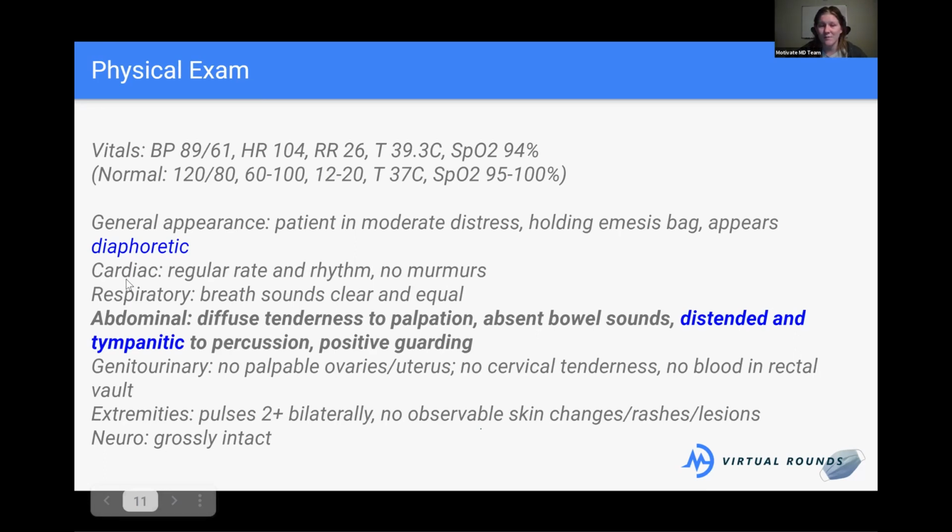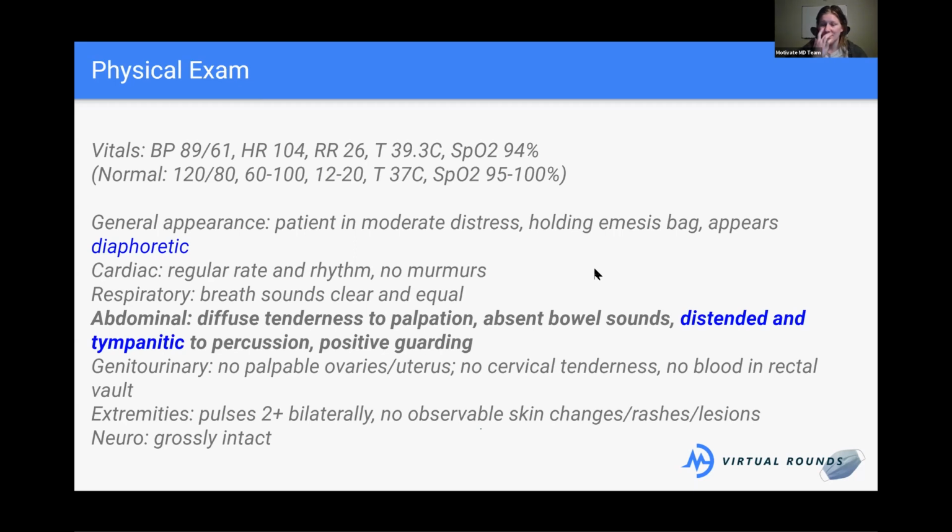For her cardiac exam, she's got a regular rate and rhythm, no murmurs. Her respiratory exam shows clear and equal breath sounds. And then her abdominal exam is where it gets more interesting. So she's diffusely tender to palpation, which means no matter where you pressed, in each of the 4 quadrants, she's got a lot of tenderness. She also has absent bowel sounds.